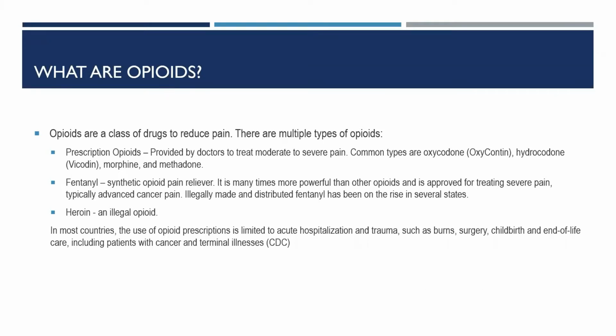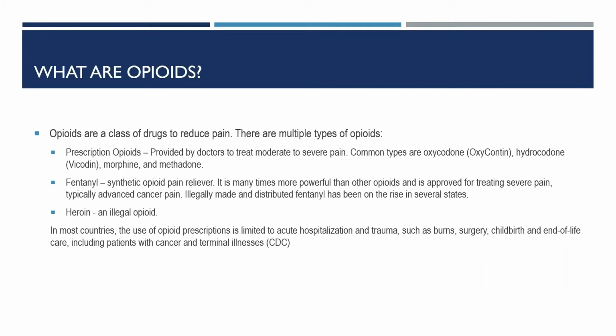But there are also things like fentanyl, which is a synthetic opioid pain reliever. It's used very sparingly in the hospital setting and is approved for treating really severe pains like advanced cancer pain. More commonly, we know fentanyl as illegally made fentanyl that's distributed in the United States and sometimes laced in illegal opioids or other synthetic opioids, like heroin, that is an illegal opioid.